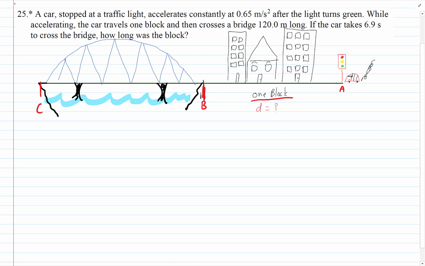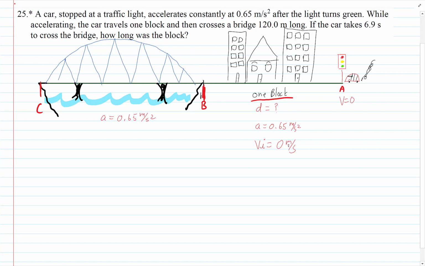Okay, so we write down the givens, and I'm going to write them down under the picture that I have of this car. Definitely not a Tesla. It's lots of smoke coming out the back here, and it's moving from A to B, then to C. What we know is that the acceleration through the whole time is 0.65 meters per second squared, over the block and over the bridge. And we know that it starts from rest, so the initial speed of this one block is 0 meters per second.